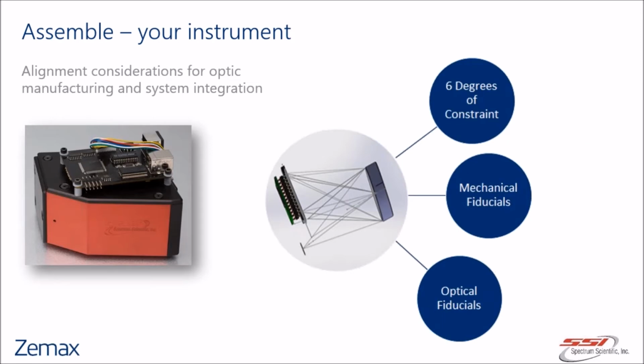Other important considerations are with alignment during assembly. Don't forget that freeforms are a subset of aspherics and therefore usually require that all 6 degrees of freedom are to be constrained. To accomplish this, mechanical and optical fiducials are routinely used to take care of this.